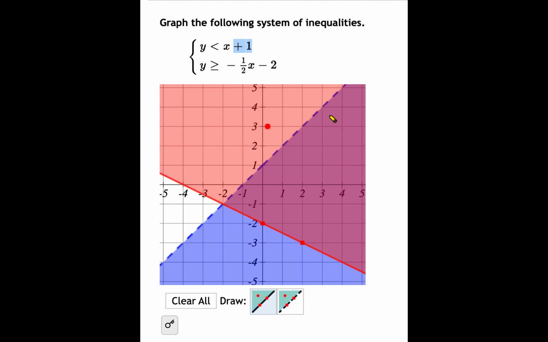Now, if you're wondering why are we doing this, we're trying to find the coordinates that are true in both of these inequalities. This extra dark purple space right here, this is the actual solution region. That actually is the set of coordinates that make true statements for both inequalities. And those are the solutions to this problem.